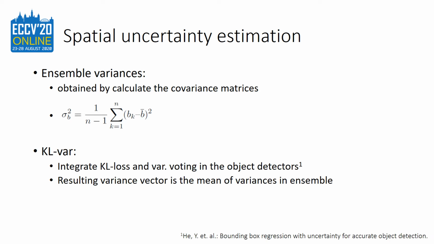Another way to achieve uncertainty estimation is by allowing the individual models to output their own spatial variances. We integrated KL variance and variance voting into our vanilla YOLO and efficient DAT models. Both methods were proposed by Henne et al. The final box uncertainty is then computed by averaging the variances for each coordinate. These will be referred to as KL var ensembles.